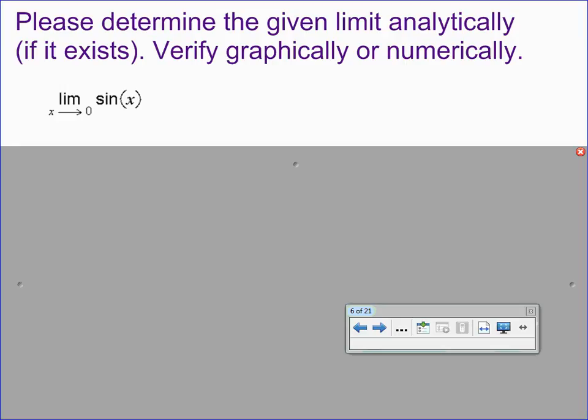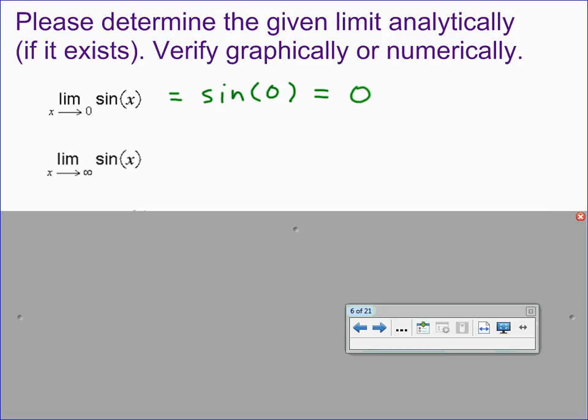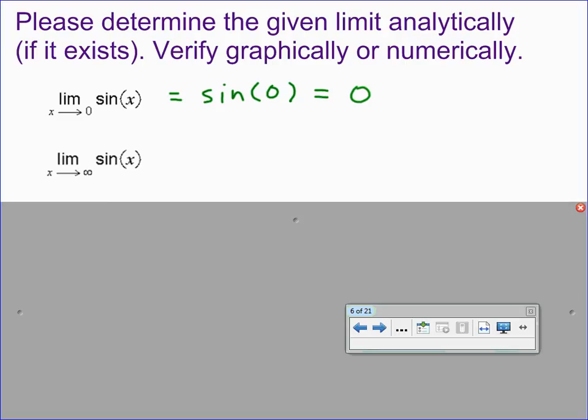So this is the same as sine of zero, and that of course is zero. Sometimes ain't nothing to it but to do it. I can evaluate my limit through direct substitution. That's easy cheesy. What if we let x go to infinity though? With my same simple expression, sine of x.